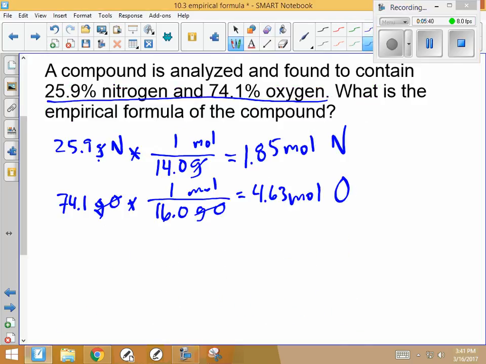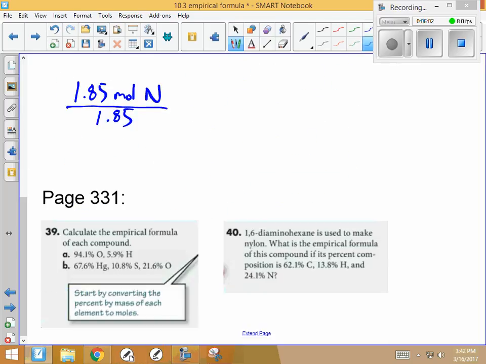The next step, we want to divide both of these numbers by the smallest of these two numbers. That smallest number is 1.85. So here's what we do in the second step. We divide 1.85 moles of nitrogen by 1.85, and we also divide 4.63 moles of oxygen, that's what we calculated, by the same 1.85.